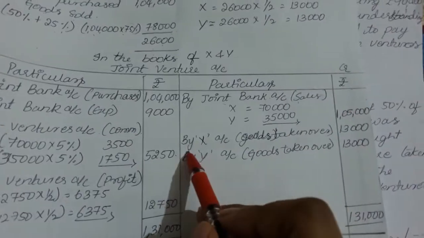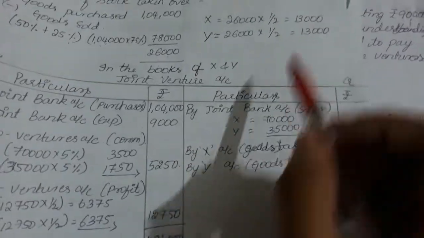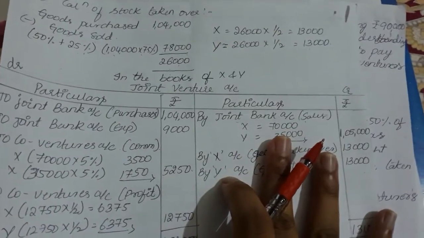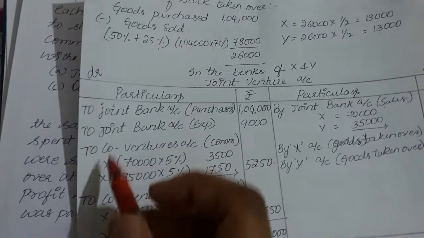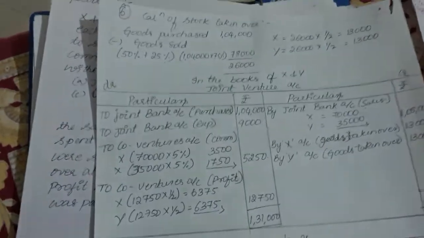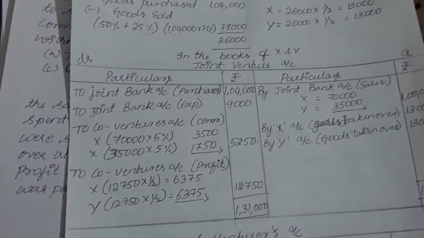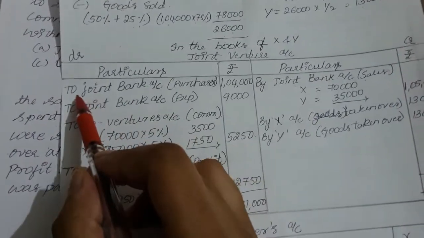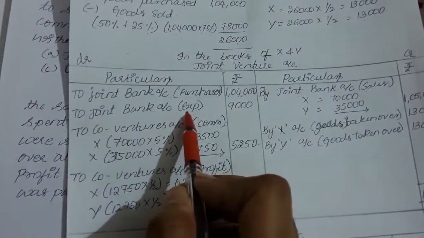Done, written. Next is by whichever co-venturers took goods, we are supposed to record that, right? So by X account, we have calculated that also, 13,000 and Y is 13,000. So only this much is there in the credit side of the joint venture account. Coming on to the debit side of the joint venture account, first, if any kind of purchases has been incurred, we are supposed to enter that. As I said earlier, in this joint venture, even the purchases are considered as expenses. Even these expenses are provided by the joint bank account. So the entry will be to joint bank account, purchases 1,40,000. So to joint bank account, expenses paid.